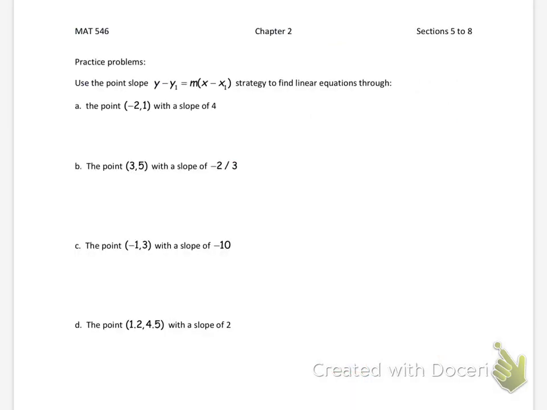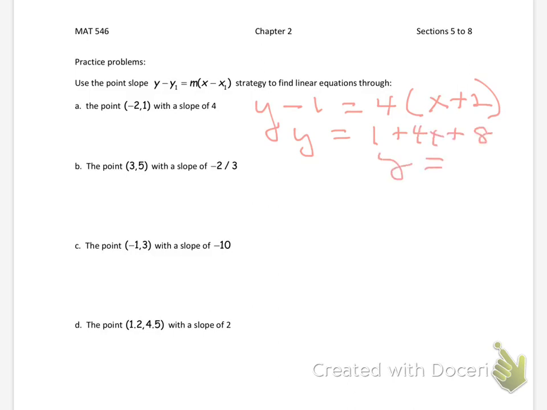Okay, so let's work on some practice problems. So we have y minus 1 equals, and the slope we were given is 4, times x plus 2. Do you see why it's plus 2? Okay, so that's going to be y equals 1 plus 4x plus 8. So y equals 4x plus 9 is my equation.